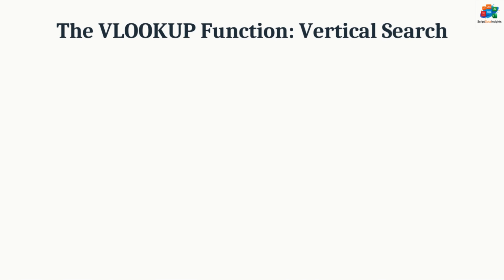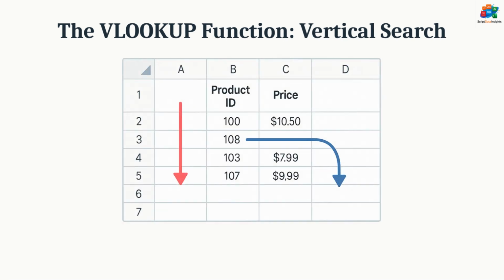First up is the classic VLOOKUP function, which stands for vertical lookup. This function is designed to search down a column, vertically, until it finds a matching value. Once the value is found, it looks across to return a corresponding result from a specified column.